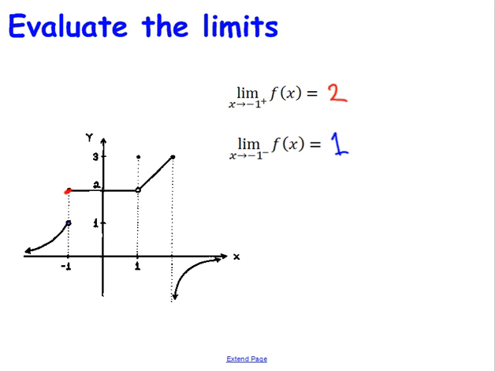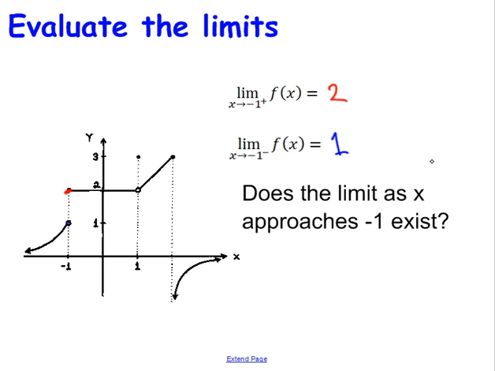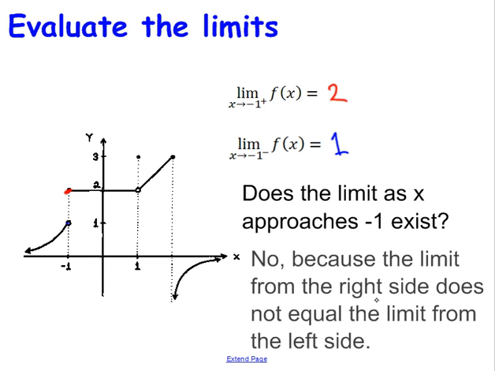All right, so let's talk about this a little bit, because this is going to bring up a discussion about whether or not the limit as x approaches -1 exists. So the question is, does the limit as x approaches -1 exist? Yes or no? This is important, and make sure you definitely get this. The answer is no, it does not exist, because the limit from the right side does not equal the limit from the left side.